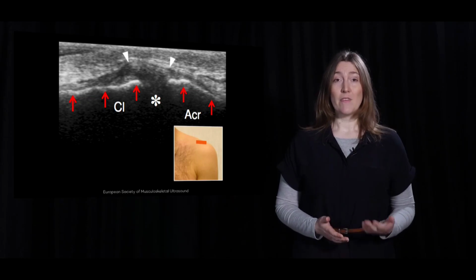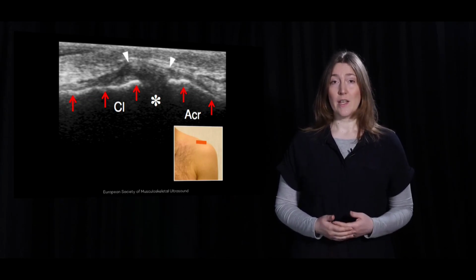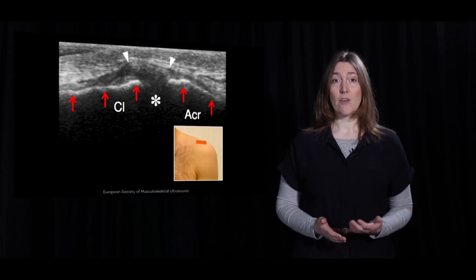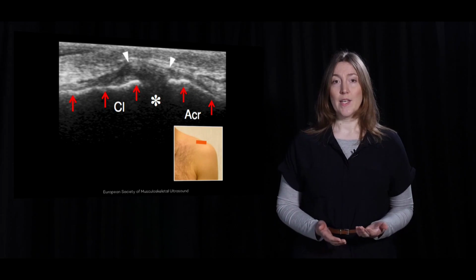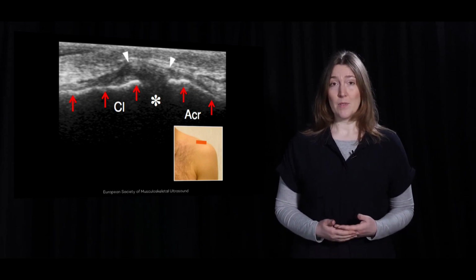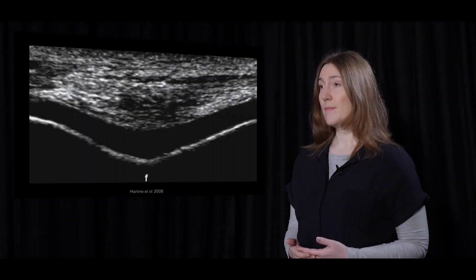Previously, the beam had been reflected as soon as it hit the outer lining of the bone. You can clearly see the lining of the clavicle and the acromion. In between, you can see a dark zone, indicated by the white asterisk symbol, showing the AC joint.